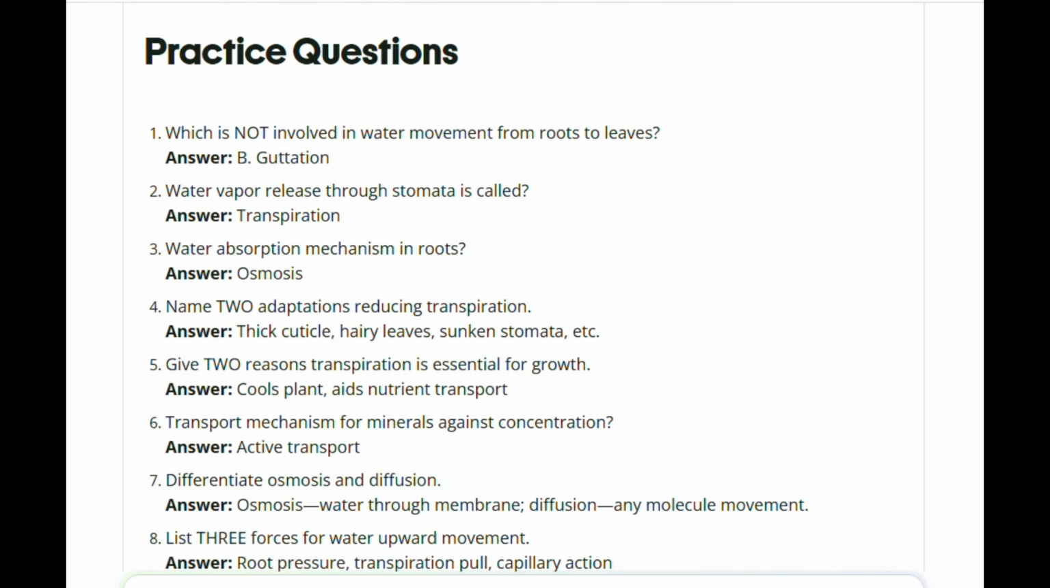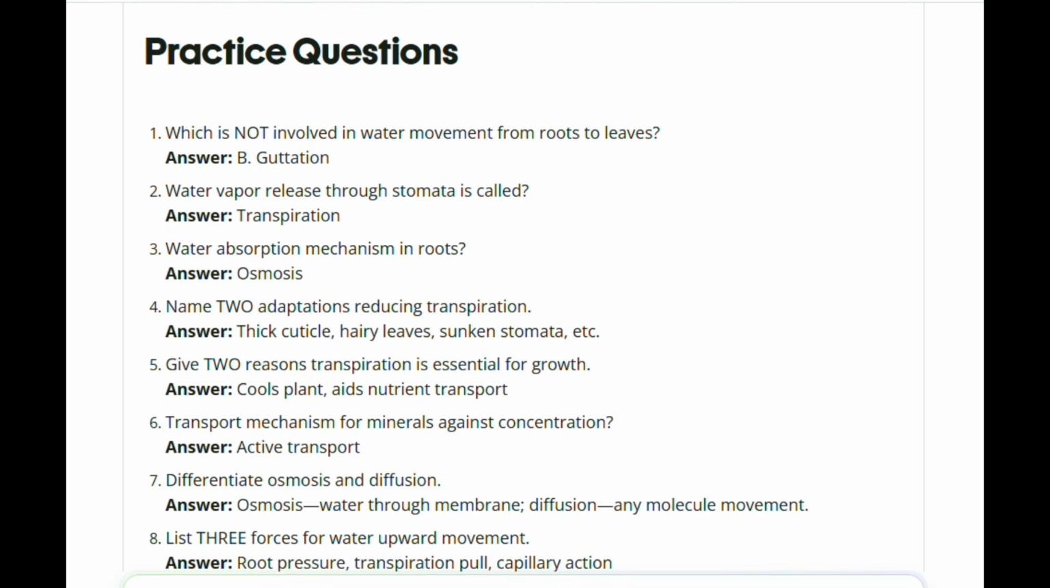Why is it important for growth? Transpiration, because it cools the plant, right? It aids nutrient transport, right? Transport mechanism for minerals against concentration. What is the transport mechanism for minerals against concentration? We are moving against concentration. That's active transport, right?